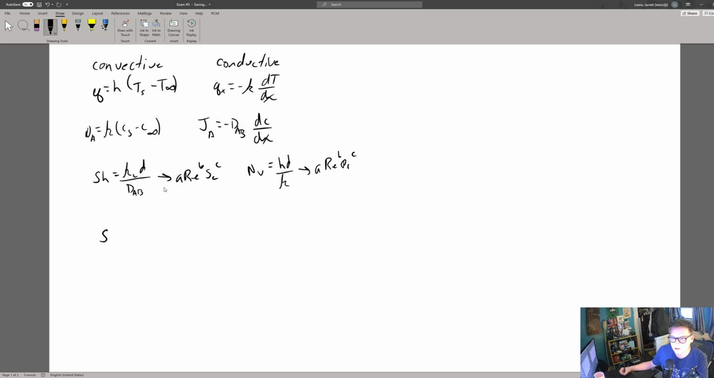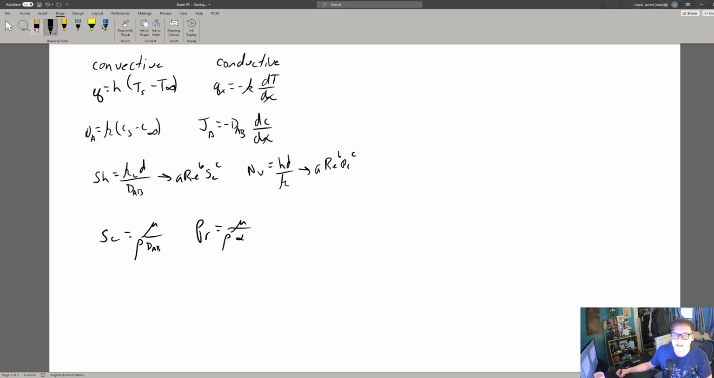So we know that the Schmidt number is equal to the viscosity divided by the density times the diffusivity. And the Prandtl number is pretty much the same, the viscosity divided by the density, and we're going to instead multiply the density this time by the thermal diffusivity. Sorry, not the thermal conductivity, it's the thermal diffusivity.